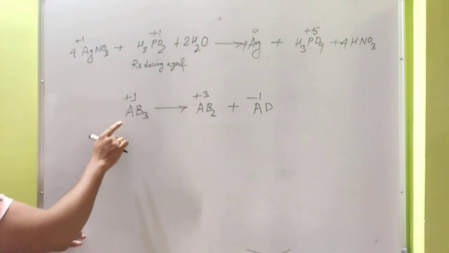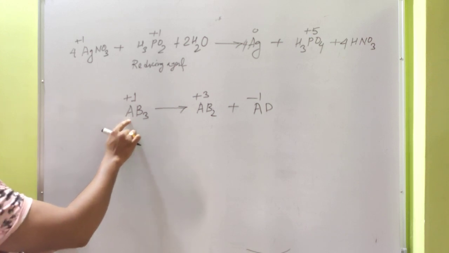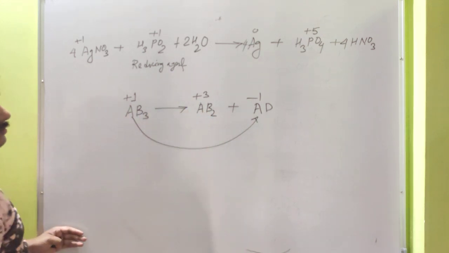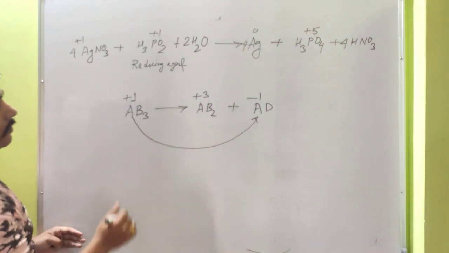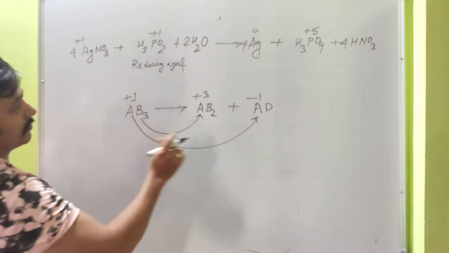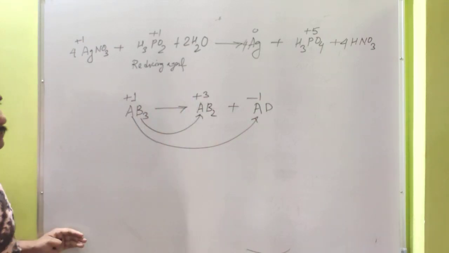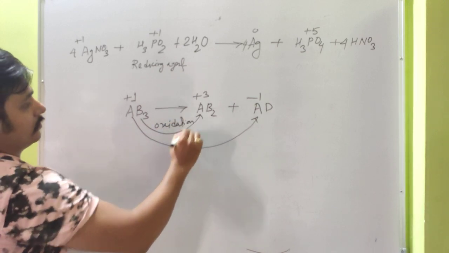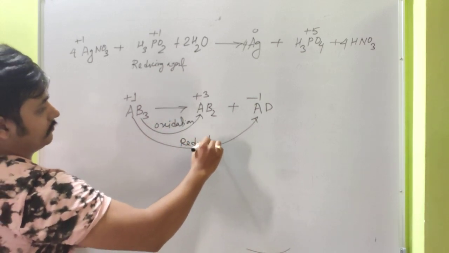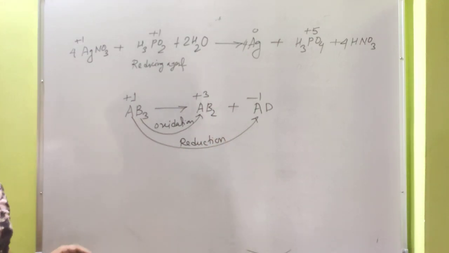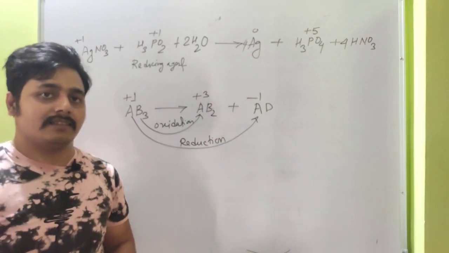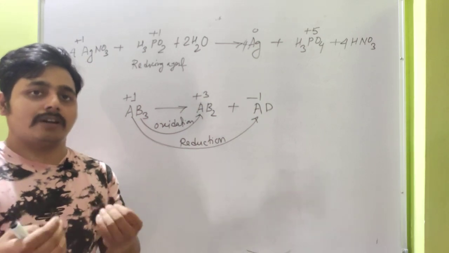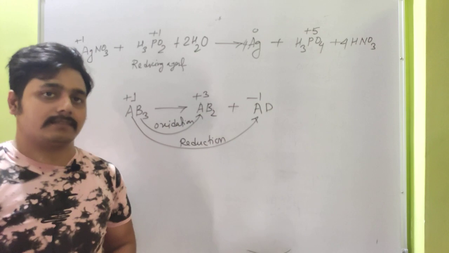Now you can see this species undergoes reduction as oxidation number decreases from +1 to -1. Also undergoes oxidation as oxidation number increases. Oxidation, here reduction. If any species undergoes oxidation and reduction simultaneously in a reaction, that reaction is called disproportionation reaction.